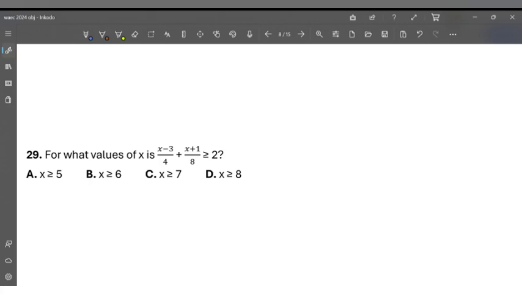We have fractions, we have denominators 4 and 8. So what is the LCM of 4 and 8? The LCM of 4 and 8 is 8. So what you're going to do is multiply both sides by 8. The reason we are doing that is to clear fractions. So I'm going to multiply the first side, which is (x minus 3) over 4, by 8.